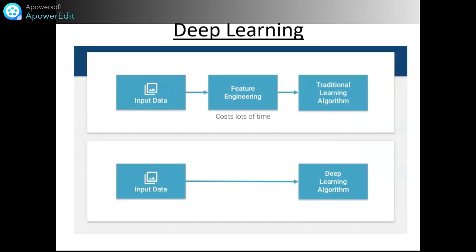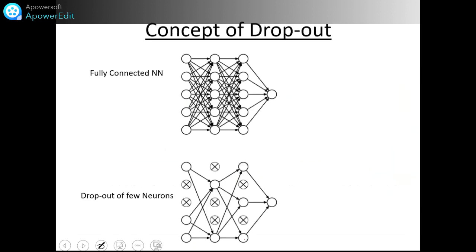Now, the difference between the deep learning approach and the traditional machine learning approach. In the traditional machine learning approach, input data is there over which we have to do feature extraction, and then we have to apply an algorithm. While in deep learning, we give the input data directly to the deep learning algorithm, and no feature extraction part is there.